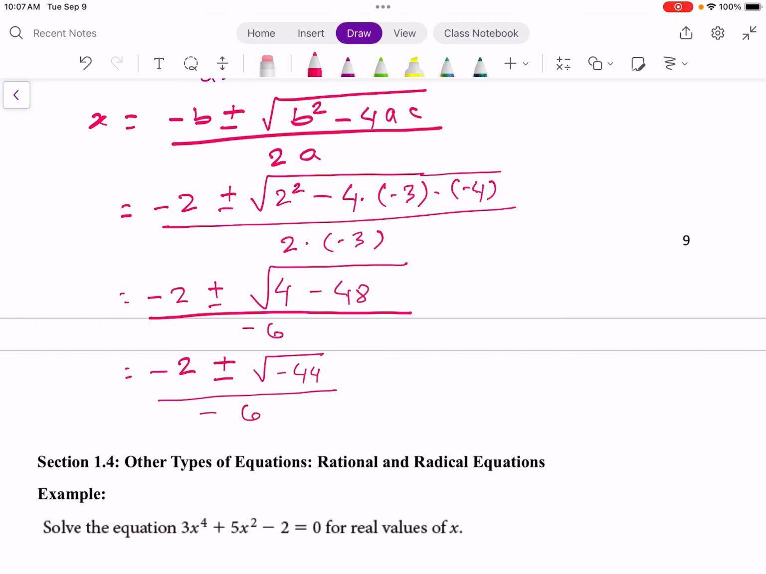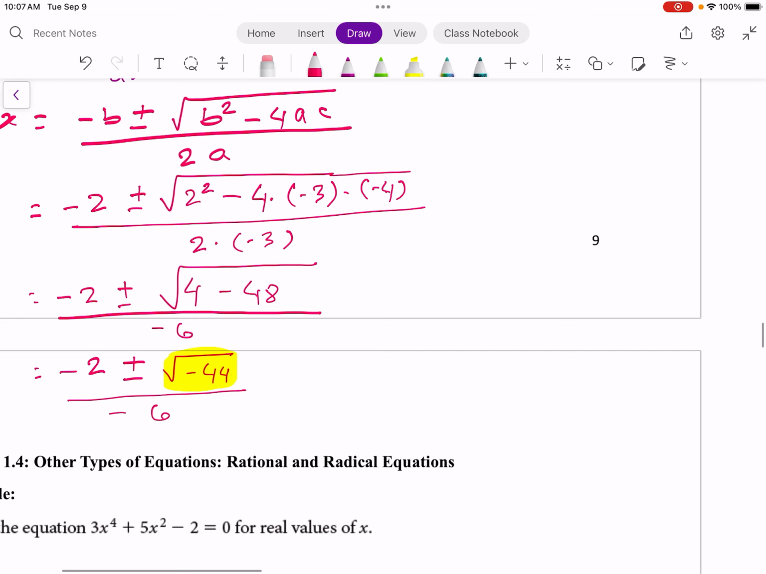Now, what type of number do we have under the square root? Negative. What kind of solution will we get here? We get a complex solution, okay? If you see a negative number under the square root, we always need to rewrite it. So let's go ahead and rewrite that expression.